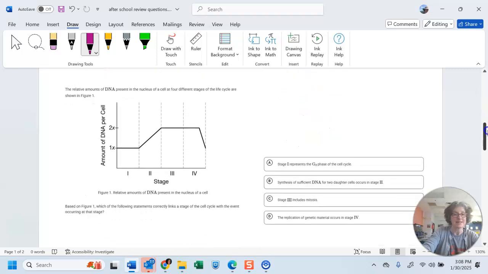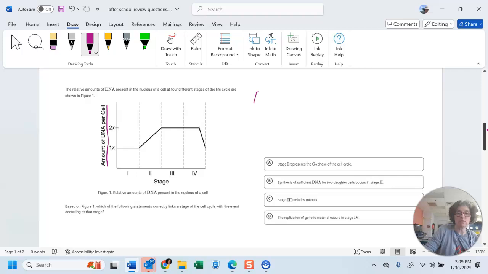All right. This is a very common graph in cell cycle type AP level questions. And what this graph is measuring is the amount of DNA per cell at the different stages here. And they're not telling you what those stages are. They're just saying that in this first stage, there is 1 times the amount of DNA. In the second stage, the amount of DNA doubles, right? It increases 2-fold. In that third stage, it just stays at that doubled amount. And in the fourth stage, something happens that cuts it back in half again.